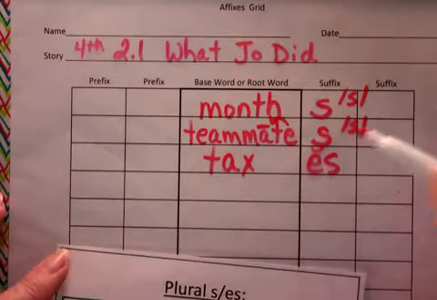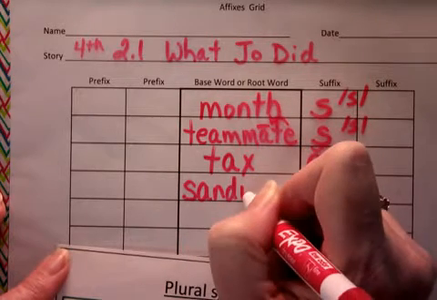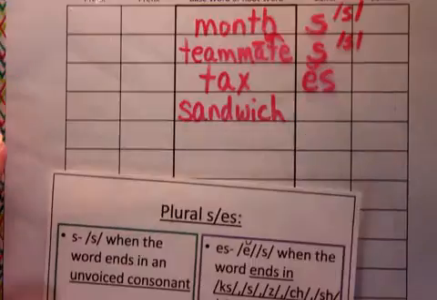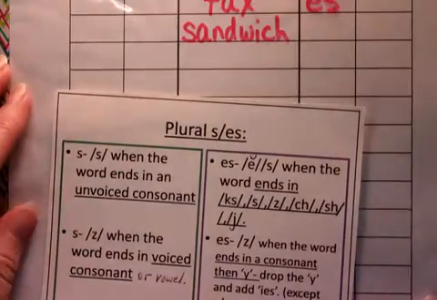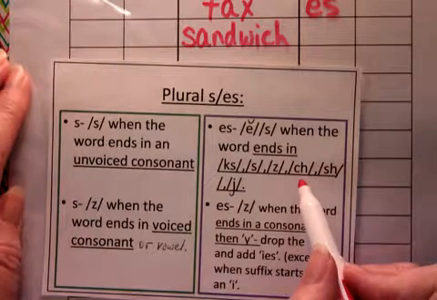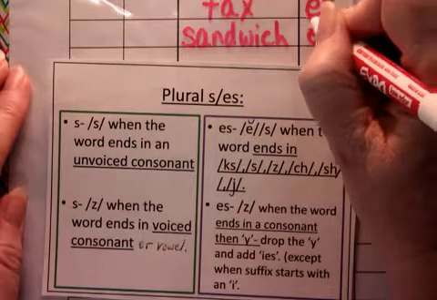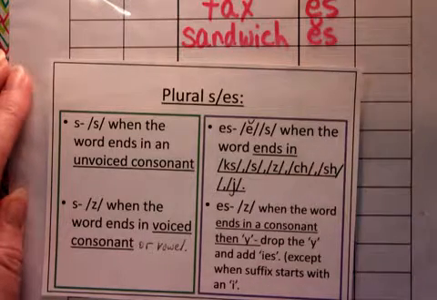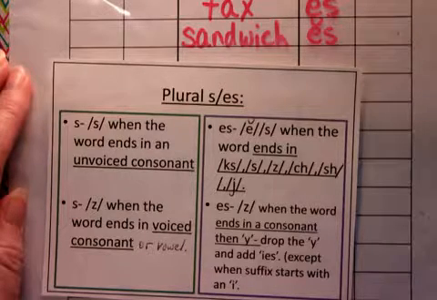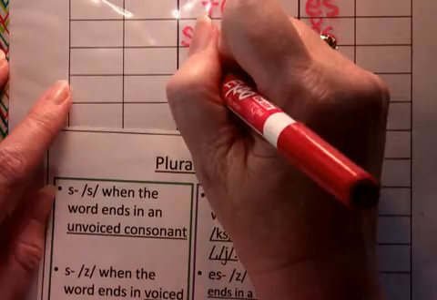The next base word is sandwich. Sandwich. The ch is the last sound of our base word. The ch is right here. We will add the ES, and it says S. Sandwiches.